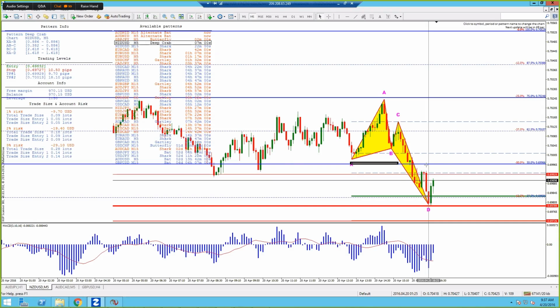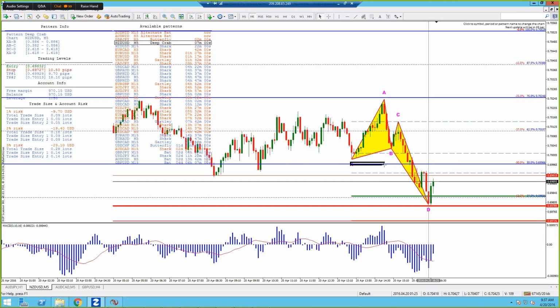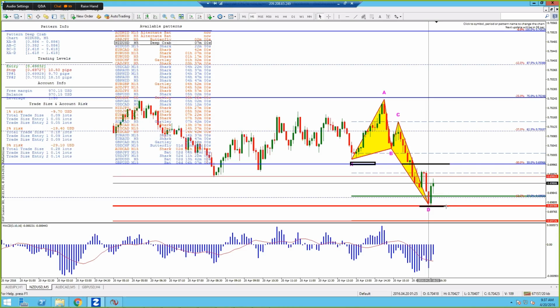I want to see prices get back above this point right there. Right here. I want to see it get back above there. They've got to hold this last little low if there's going to be a valid pattern. So let's see if this pattern works itself out.